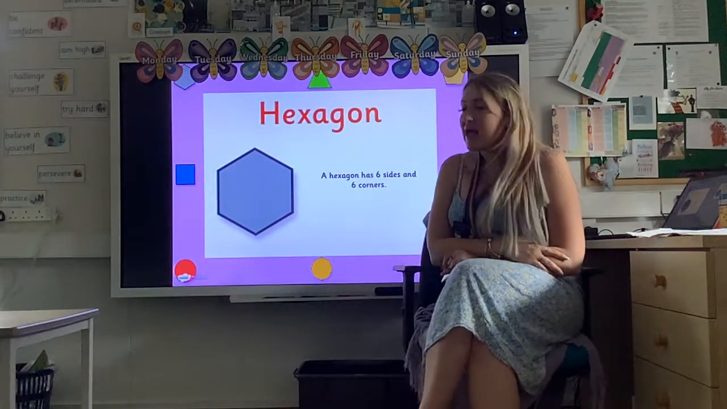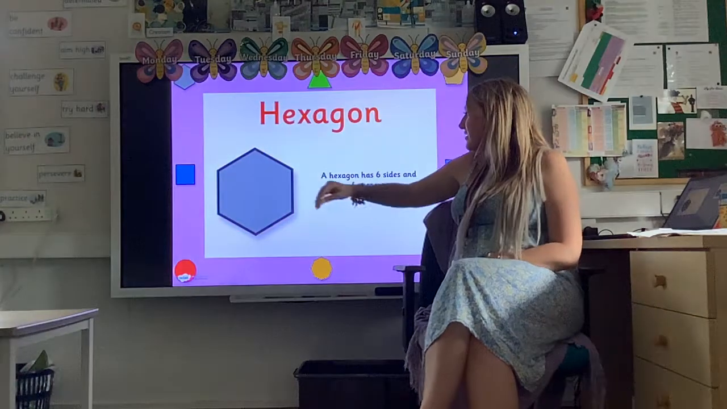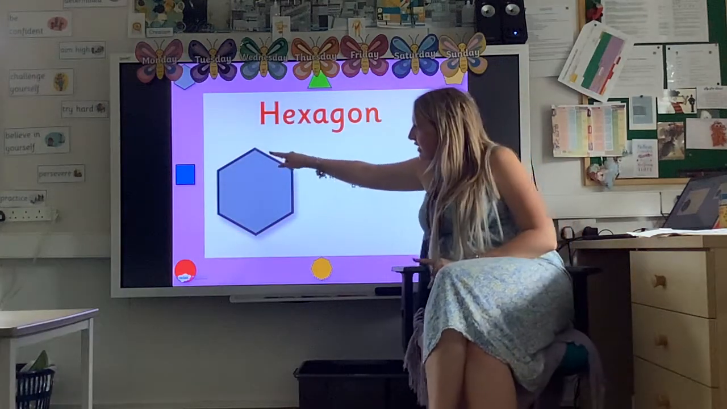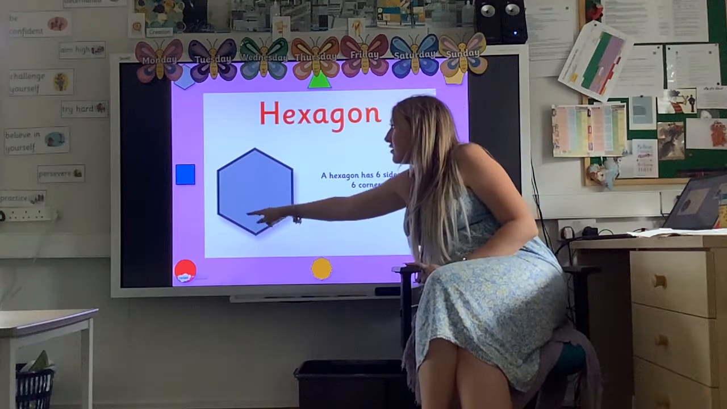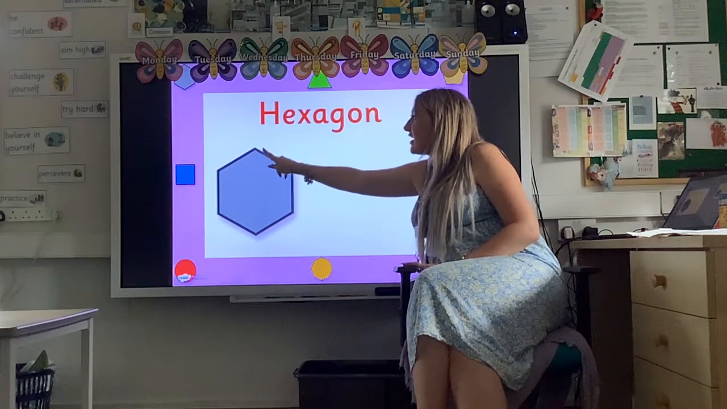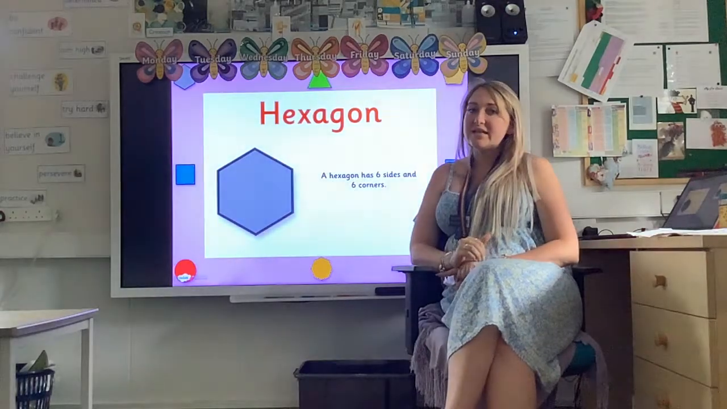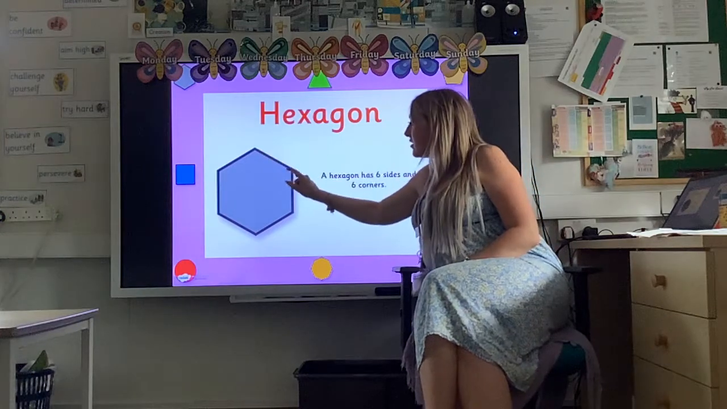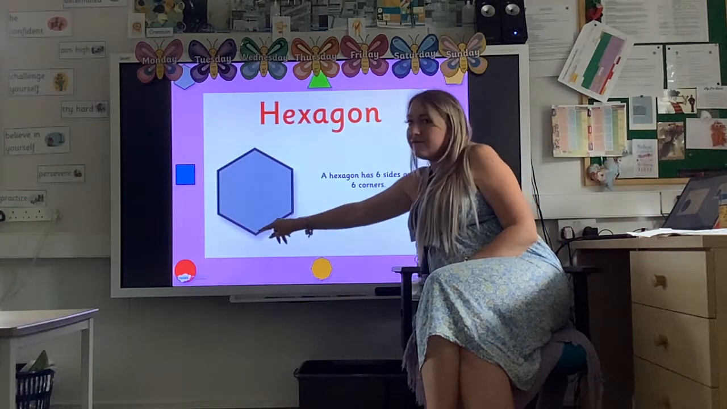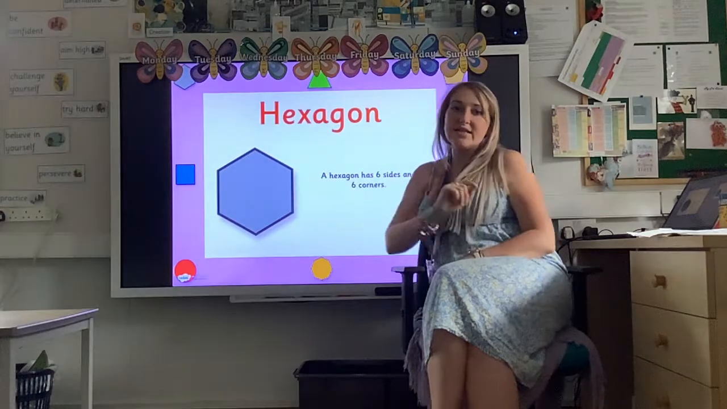This is a hexagon. We know it's a hexagon because it has 6 sides. Can you help me to count? 1, 2, 3, 4, 5 and 6. Has 6 sides and also 6 corners. Can you help me again, please? 1, 2, 3, 4, 5 and 6.